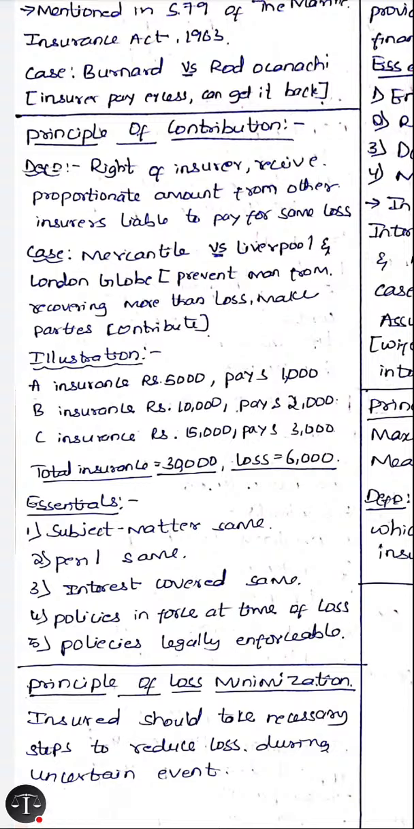Illustration. Say for example, a person takes insurance from company A of rupees 5,000. He has incurred a loss of 6,000, and he takes total insurance of 30,000. From company A he takes insurance of 5,000. From company B he takes insurance of 10,000, and from company C he takes insurance of 15,000. Total he makes an insurance of 30,000, and he suffers a loss of 6,000 rupees. Then all these 3 companies will contribute to pay the loss of 6,000. So from company A he will take rupees 1,000, from company B rupees 2,000, and from company C rupees 3,000, making up the loss of 6,000 rupees.